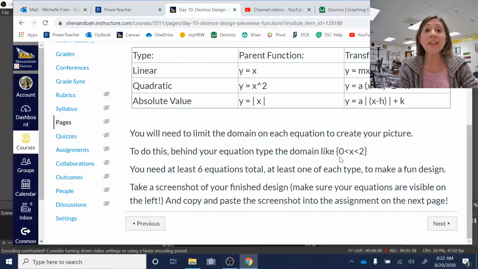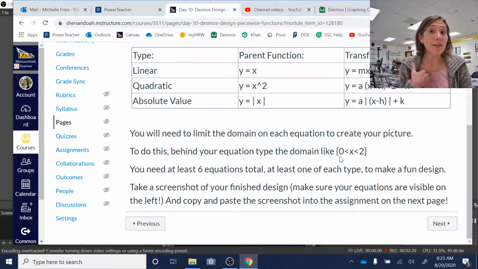You need to have at least 6 equations total. I have 3 listed here as requirements, so you can repeat anything that you want. Okay, so you have to have one each of a linear, a quadratic, and an absolute value, but the other 3, you can do whatever you want. You can even use circles, because you've learned about circles in geometry before. So if you remember the equation for a circle, go for it. You can use that. However, there are some functions you don't know about yet.